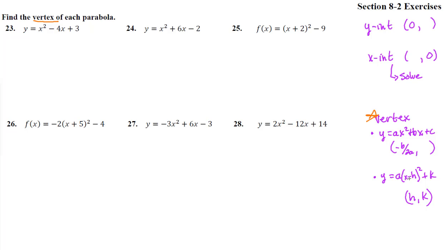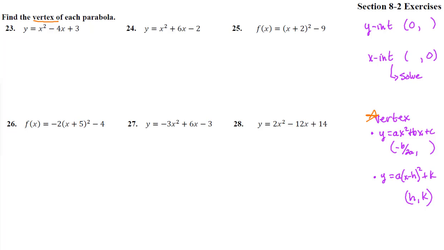If it's in a completed square, a perfect square form like this, then it's the basic x squared that has been shifted opposite of this negative h, so positive h, and then up k. And so the vertex is just h, k. So we'll use both of these in our problems here.